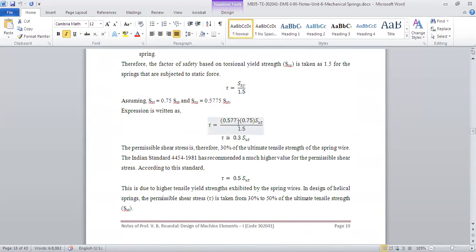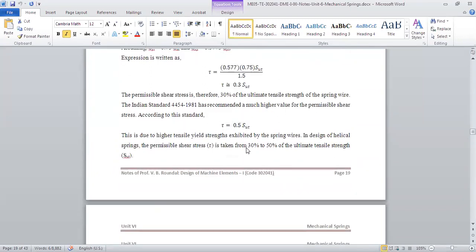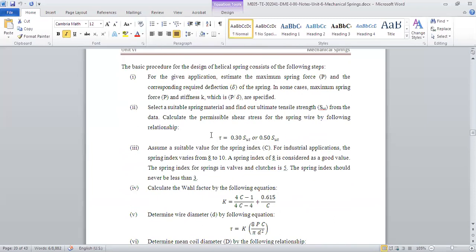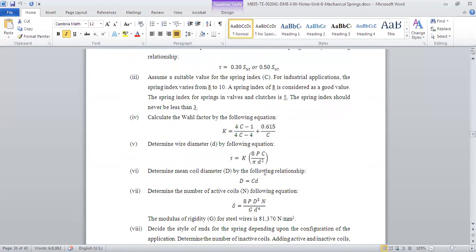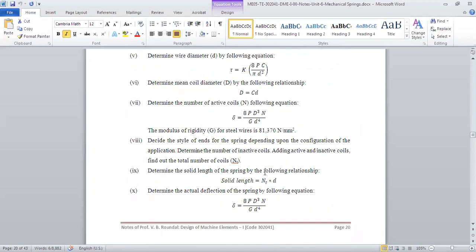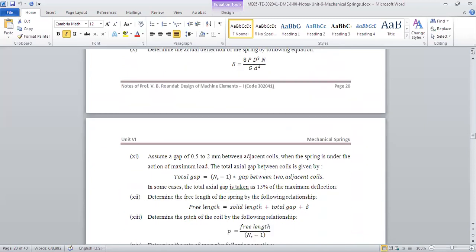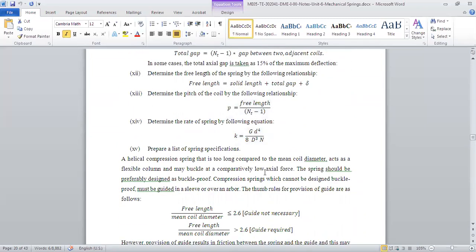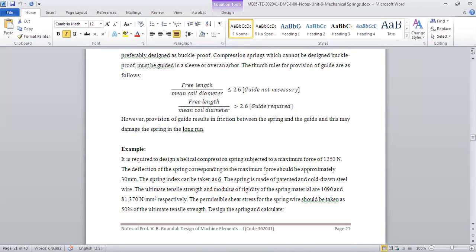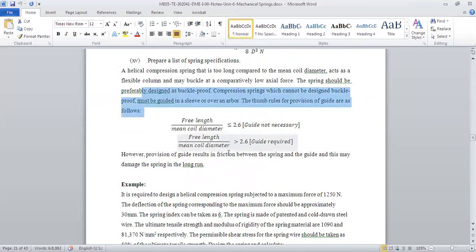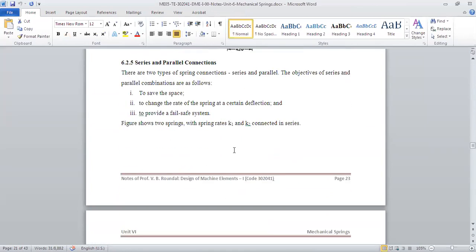Generally, shear stress we take as 0.3 of SUT to 0.5 of SUT, depending on what you are using. So we have seen the process for the design of the spring. First we find the allowable shear stress and Wahl factor. Then we find the diameter of the wire, diameter of the coil. Then we find the number of coils, solid length, total gap, free length, and lastly the rate of the spring. At the end we'll also check whether the guide is required or not. Then we took some examples.